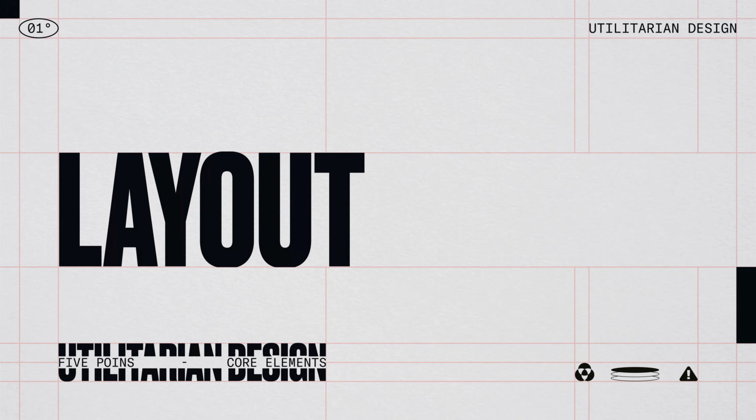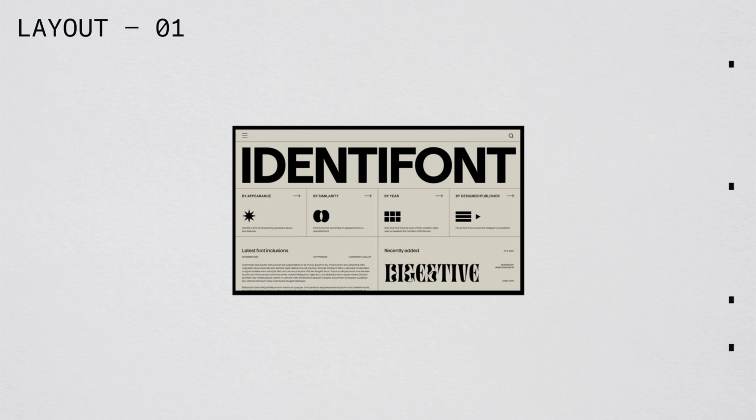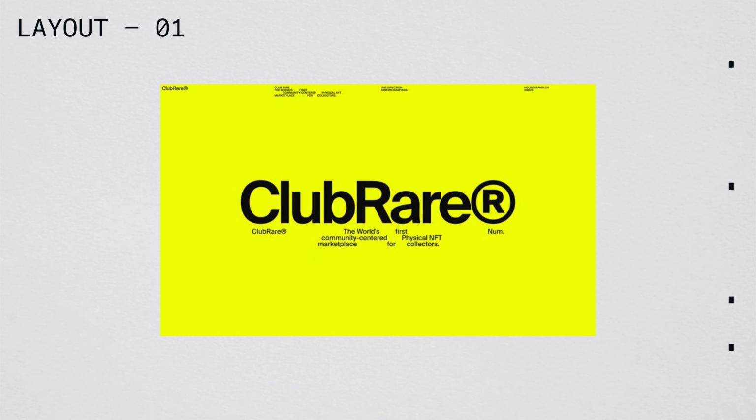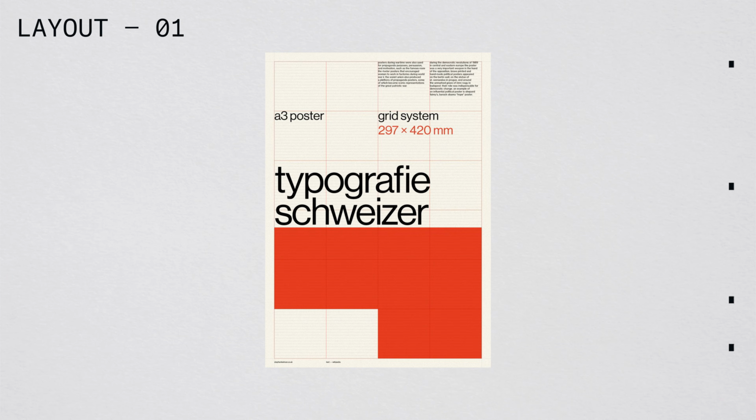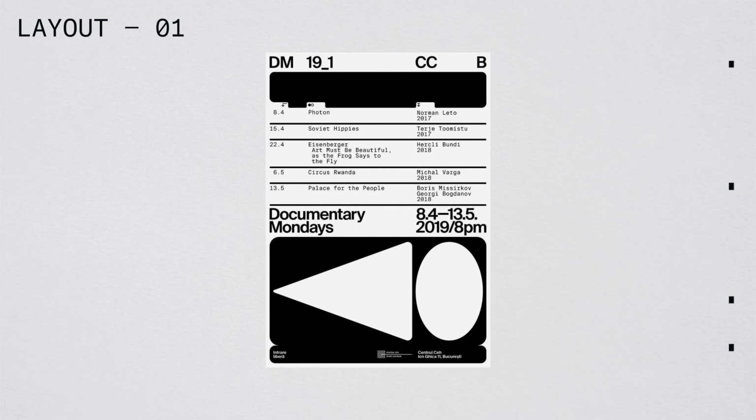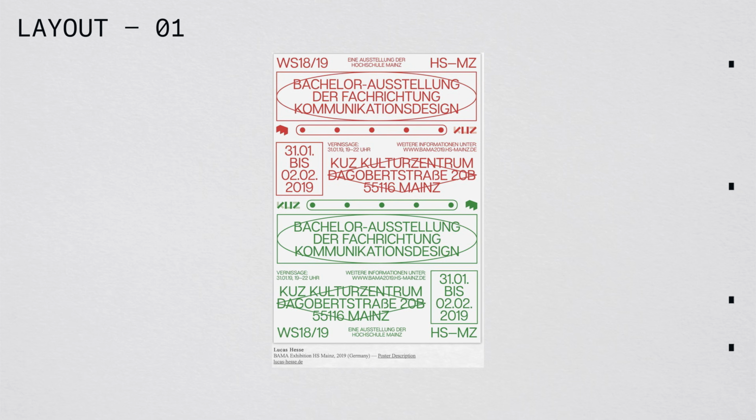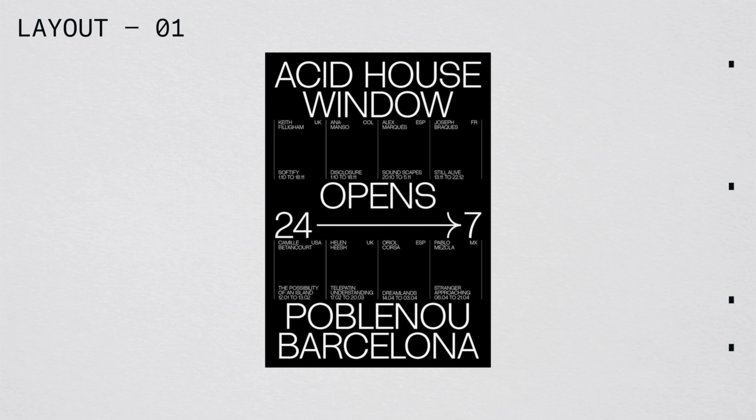Number 1, the layout. This is the most obvious thing you'll notice in utilitarian design. And like I've mentioned, it can be chaotic, but also balanced. Text and sometimes images are dispersed across the canvas and sometimes bleed into the edges. Other times there are large blocks of negative space. Sections are also often blocked off and separated by lines.